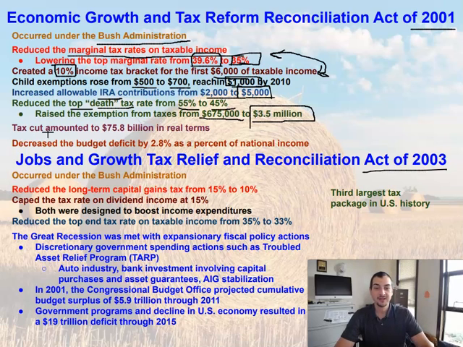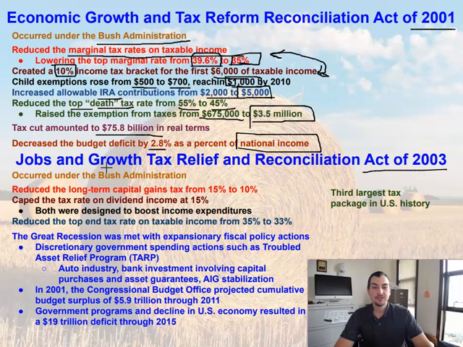So this particular tax cut of 2001 accounted for $75.8 billion in real terms. And it also decreased the federal budget deficit by 2.8% as a percent of the national income. So it actually reduced that budget deficit as a percent of national income. The idea behind it was meant to spur on the economy.